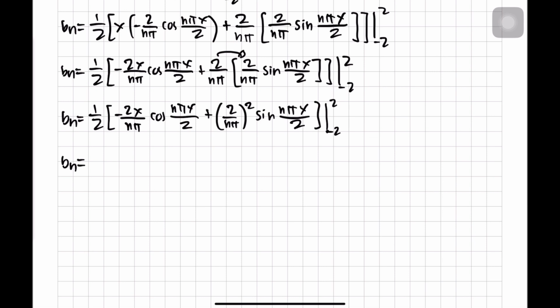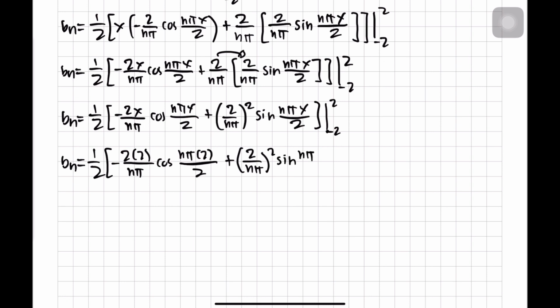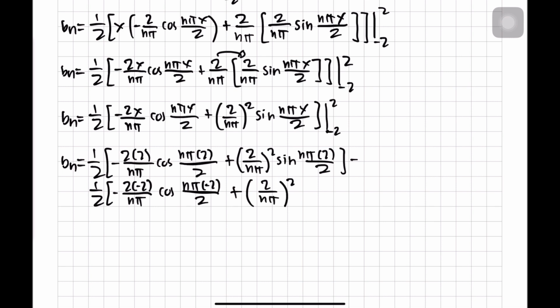Okay, so first we have the positive 2, that's 1/2 negative 2 to 2 and pi cosine and pi 2 over 2 plus 2 and pi 2 sine and pi 2, minus 1/2 negative 2 and pi cosine and pi negative 2 plus 2 and pi 2 sine and pi negative 2.